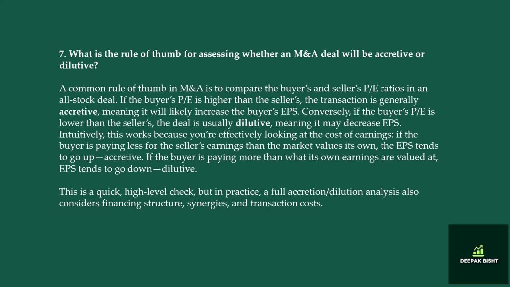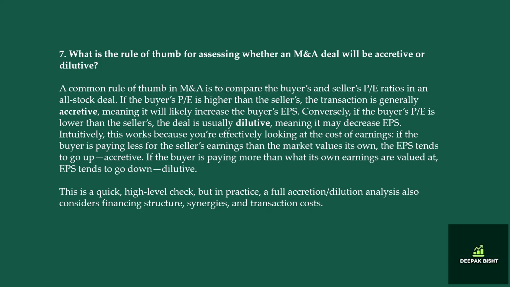One common intuitive rule of thumb involves comparing the price to earnings ratios of the buyer and the seller in a stock transaction. So let's understand it from the all stock deal mechanism. In an all stock deal, the buyer issues new shares to pay for the acquisition. The effect on EPS depends on the relative valuation of the buyer's shares versus the seller's shares.